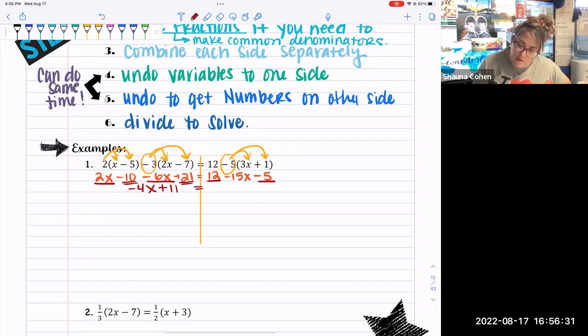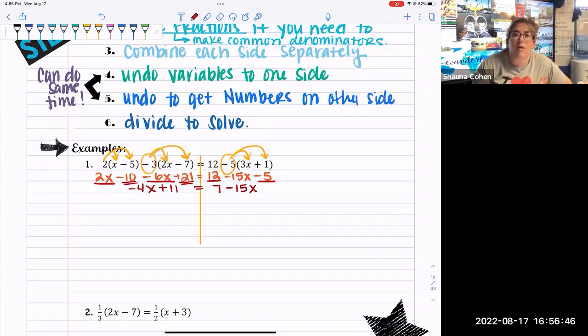Combine this side. 12 minus 5 is 7. Minus 15x. Standard form is not that important at this point. You don't have to worry about it. Putting the 15 first, it doesn't matter. It's not wrong if you do.